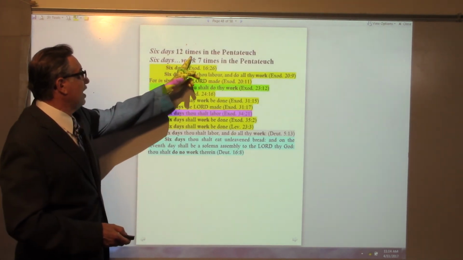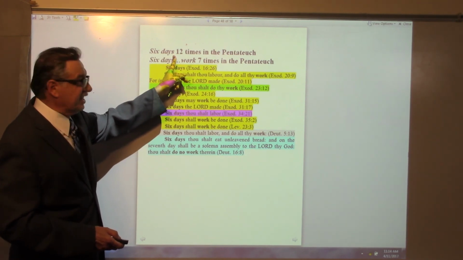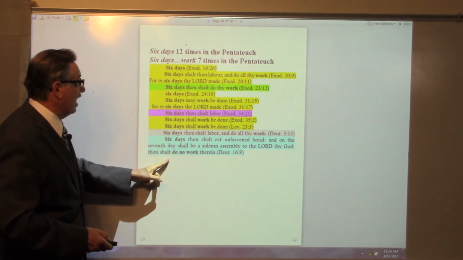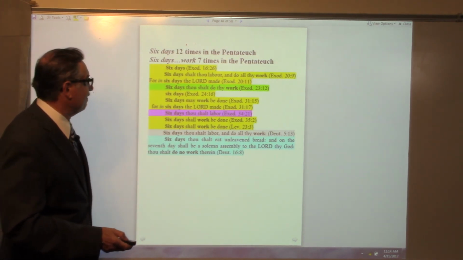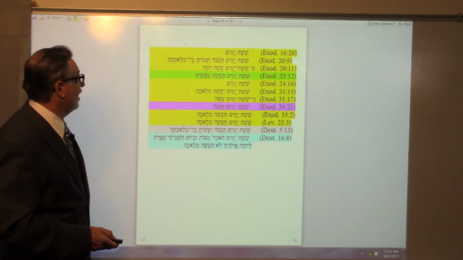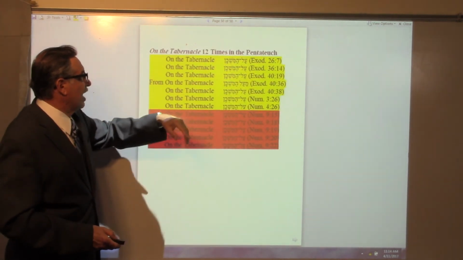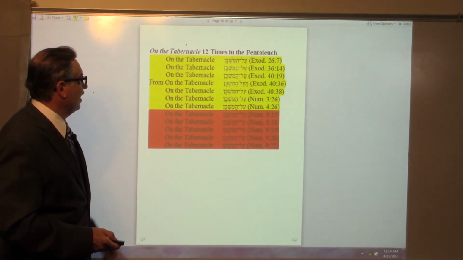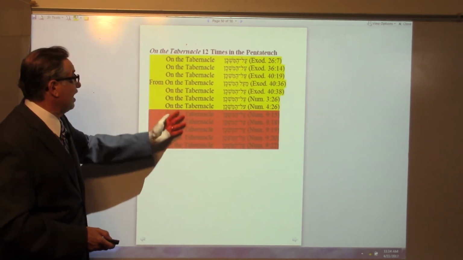That phrase 6 days appears 12 times in the Pentateuch. Here it is, 6 days, 12 times. Quite a spread here on the contributions. On the tabernacle, 12 times in the Pentateuch. Notice how the redactor supposedly added 5 more to make this a nice set of 12.